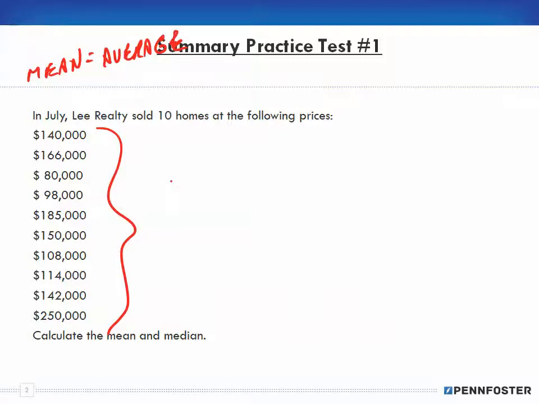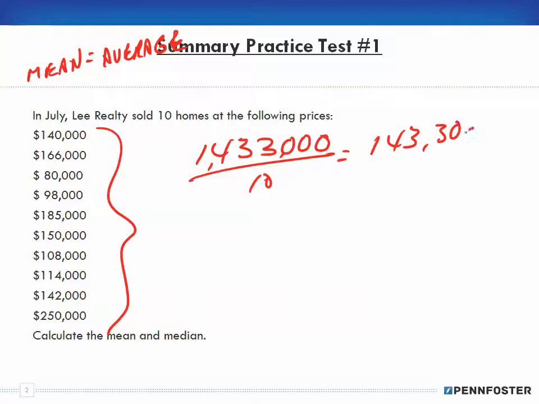And in this case, when you add up all of those numbers, you end up with 1,433,000. And since there's 10 homes, 10 data points, we divide by 10, and we end up with a mean of 143,300. Easy way to do that is just drop that off. Okay, so my mean in this case is 143,300. Just that simple. Add up all of your data points, divide by the number of data points.